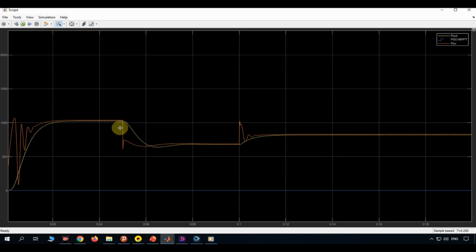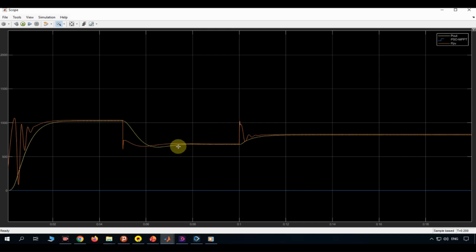At 0.05 seconds, irradiance suddenly drops to 500 watts per square meter. PPV dips sharply and the PSO MPPT algorithm reacts, driving the operating point down to track the new, lower maximum power available from the array. After a brief transient, the power stabilizes around 650 watts, matching the reduced irradiance level.